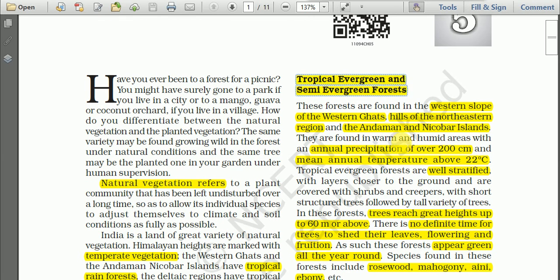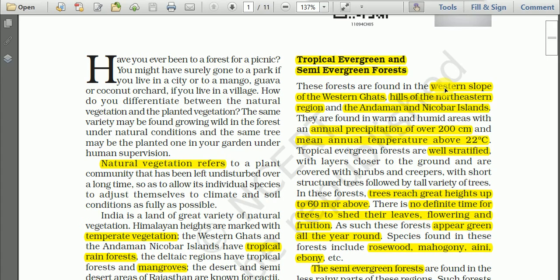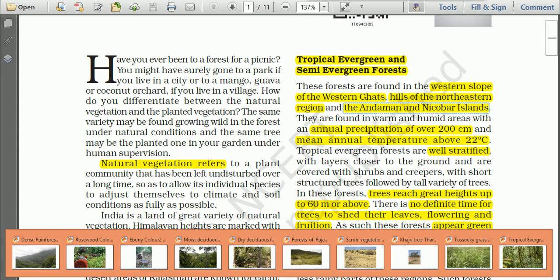These forests are found in the western slope of the Western Ghats, then hills of the northeastern region, and the Andaman and Nicobar Islands. Tropical evergreen forests are found in the western slopes of the Western Ghats, hills of the northeastern region, then Andaman and Nicobar Islands. So we have a map in our textbook.